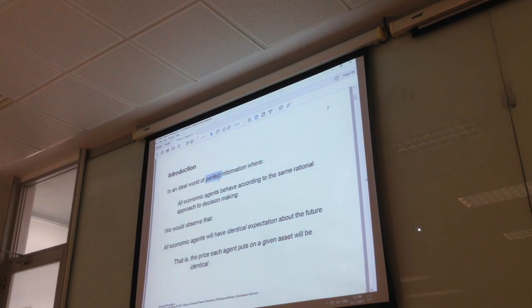Technically speaking, we can say that in this world where all of us, economic agents, behave according to the same rational approach to decision making, we would all have the same expectation about the future. So we price this microphone the same. We attach the same price to the same asset.